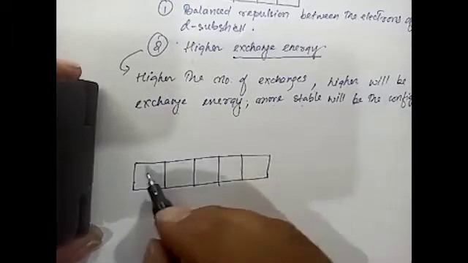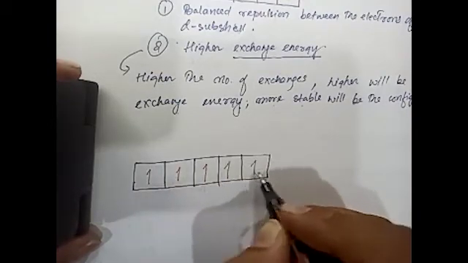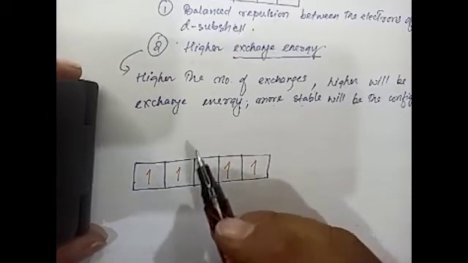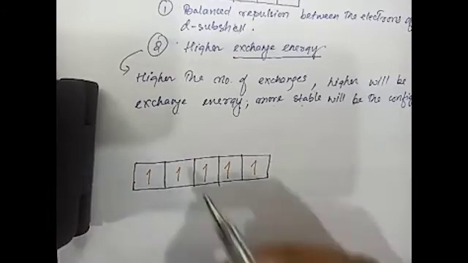So how many electrons are there? 1, 2, 3, 4, 5. There are 5 electrons, 1 in each orbital. What the electrons can do is jump. They can jump and exchange their position.